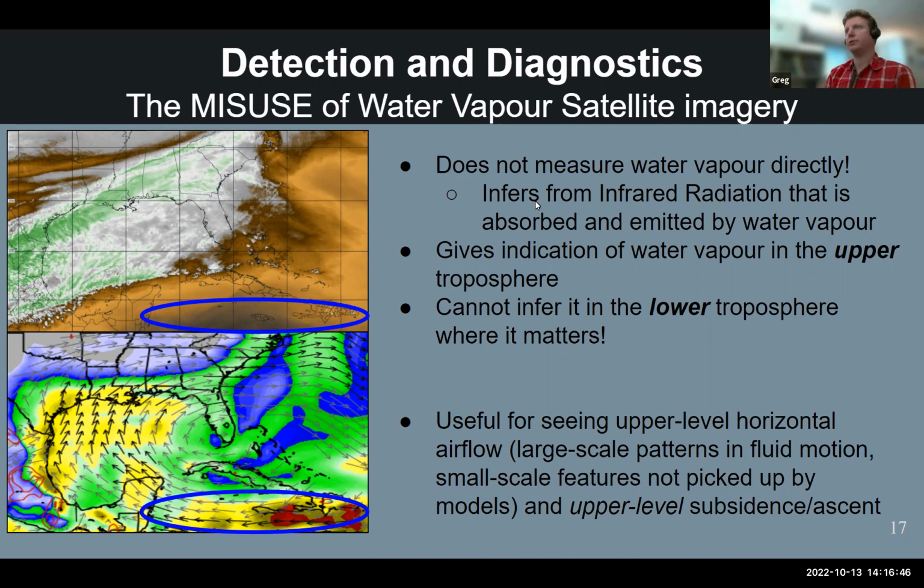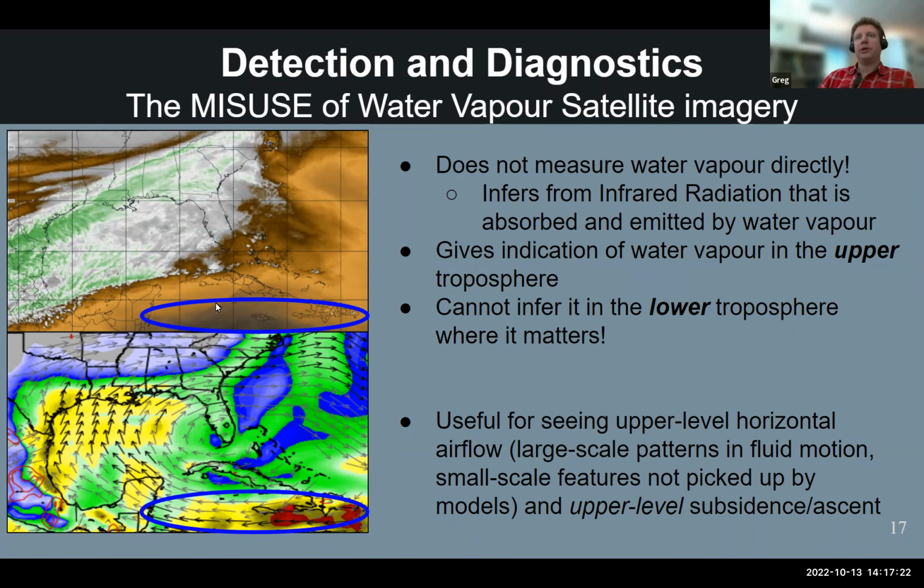So water vapor satellite imagery does not measure water vapor directly. It infers it from infrared radiation that's absorbed and emitted by the water vapor, and so it only gives you an indication of water vapor in the upper troposphere, because that's where it's getting the infrared from, just from the tops of the clouds. And it can't infer water vapor in the lower troposphere, which is where it matters. As we saw before, most of the water vapor transport happens at the very lowest levels.